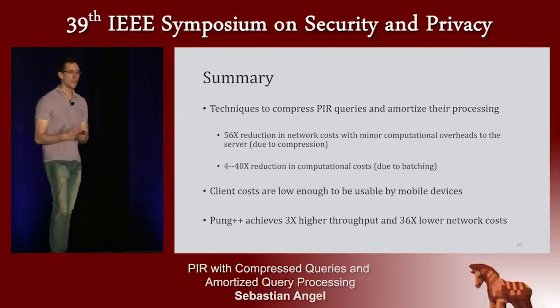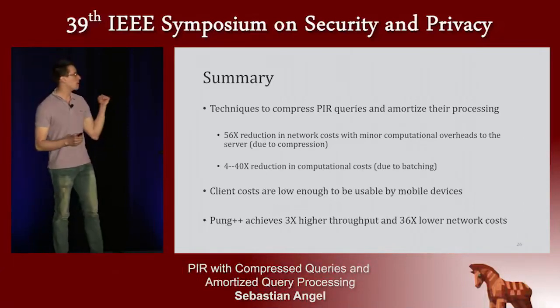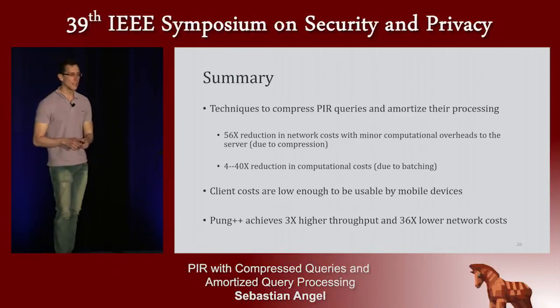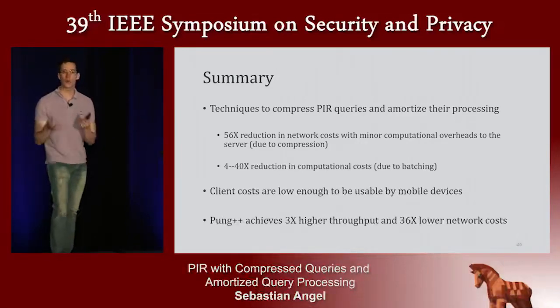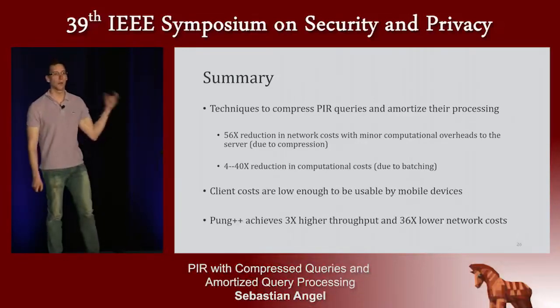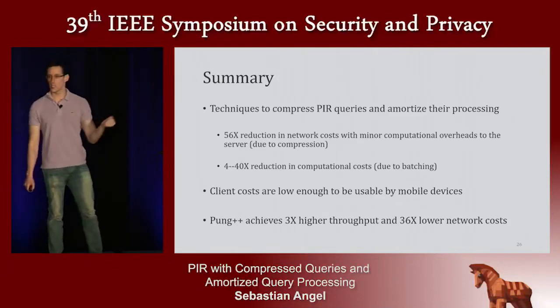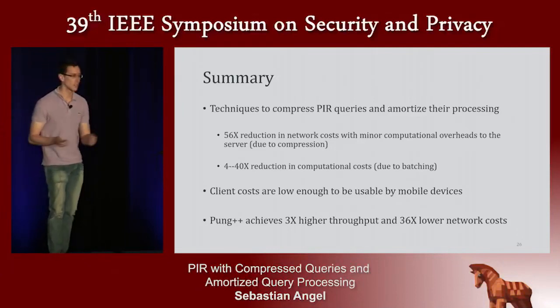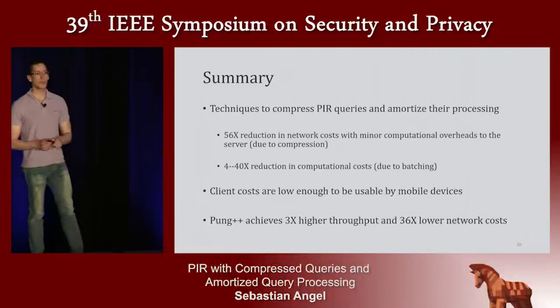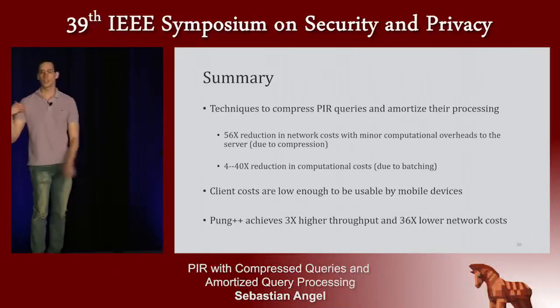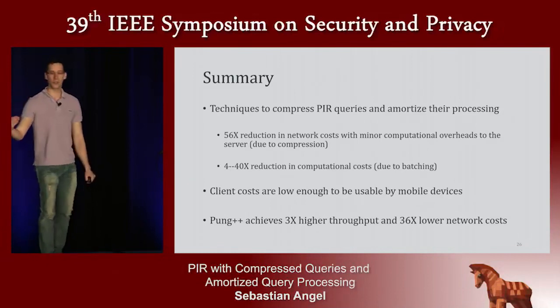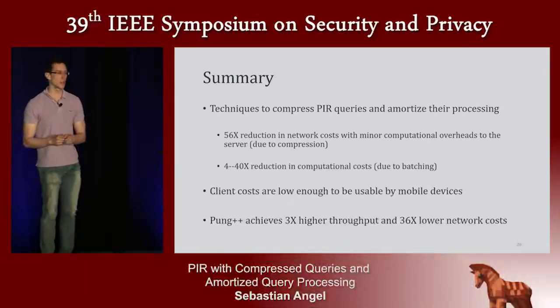One of the things that gets me excited about these improvements is that the client costs are actually low enough that you can envision using PIR in mobile devices, both in terms of computational costs, but also in terms of network costs. And we find that when we apply both of these techniques to the Pong private communication system, we can simultaneously achieve higher throughput and also lower network resources.